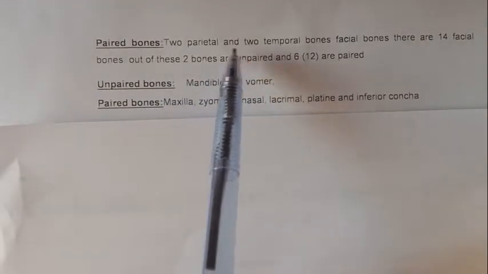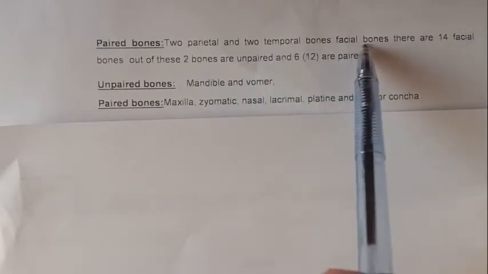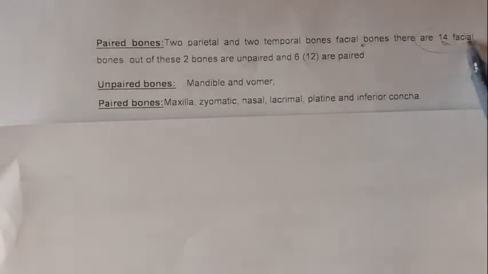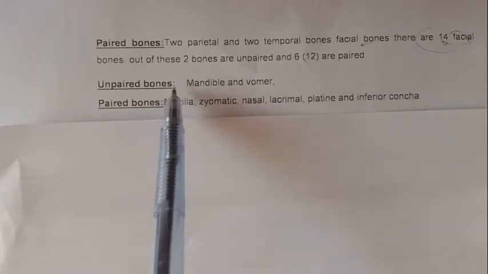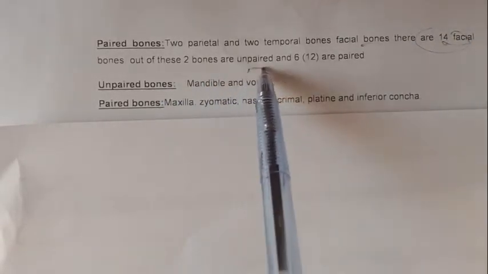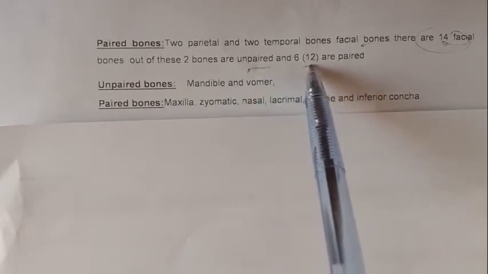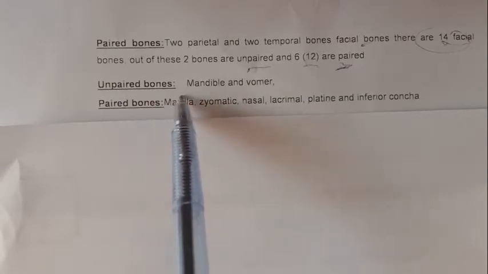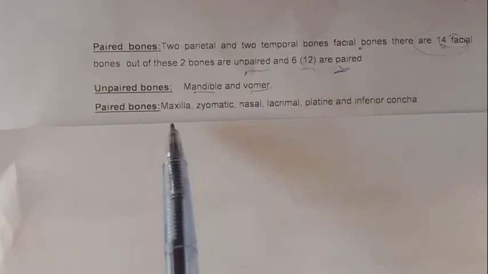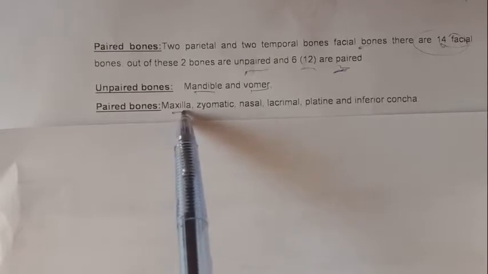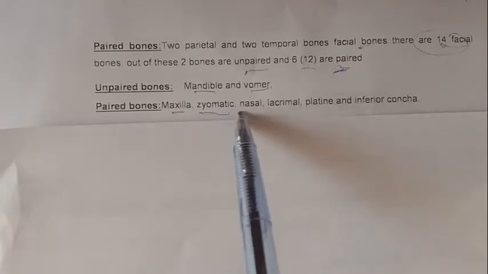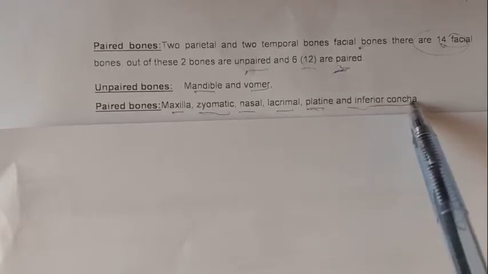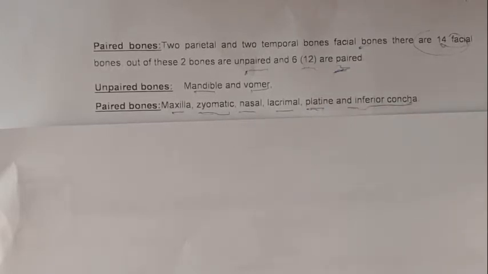Paired bones: the 2 parietal and 2 temporal bones. Facial bones: in the face area, there are a total of 14 bones. Two bones are unpaired, single, and 12 are paired, 6 pairs. Unpaired bones: mandible and vomer. Paired bones: maxilla, zygomatic, nasal, lacrimal, palatine, and inferior concha. These are the paired bones in the facial area.